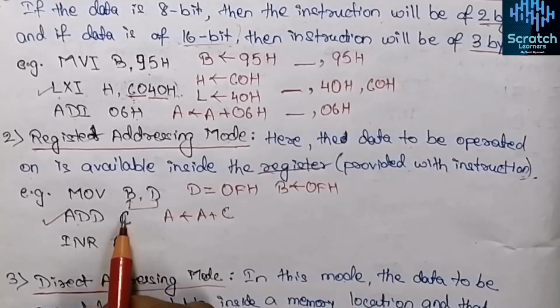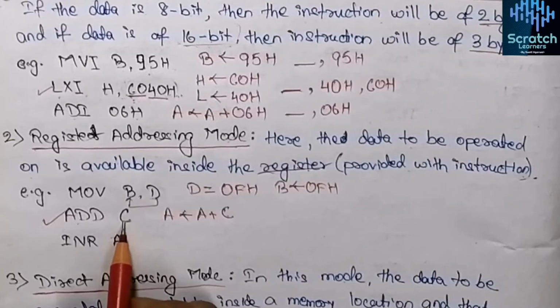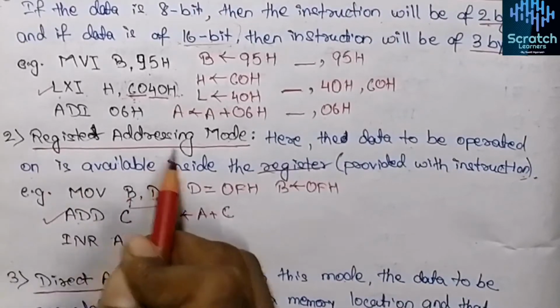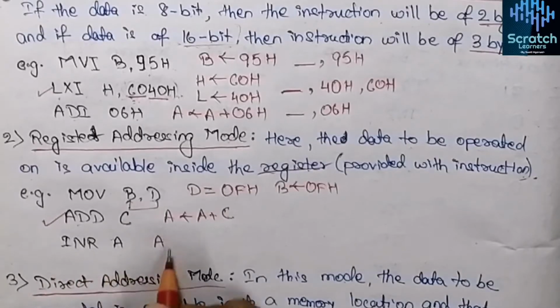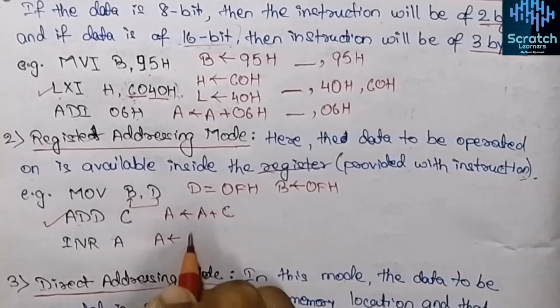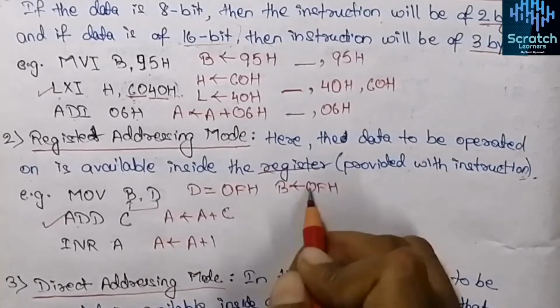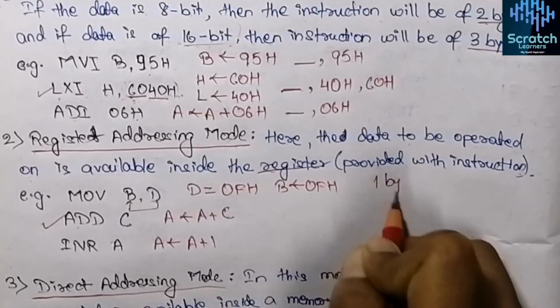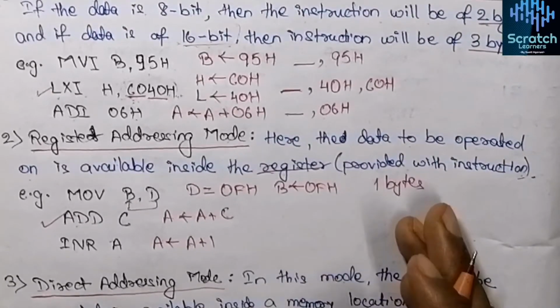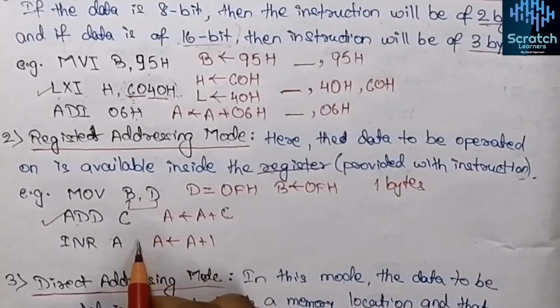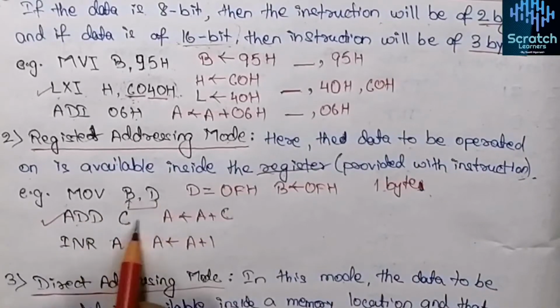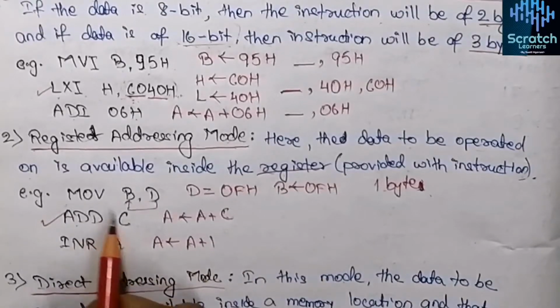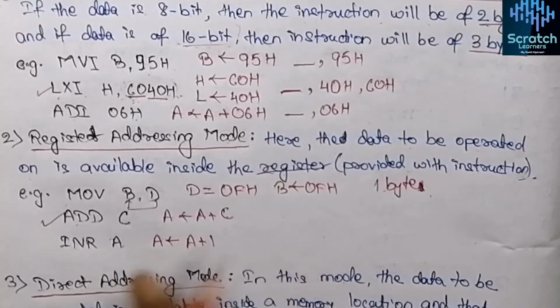So here you can see the register contains the data itself. So it is register addressing mode. The next one is INR A. So this will increment the content of accumulator by 1. And all these instructions are of 1 byte. Okay, there are no operands needed here, right? So this 1 byte will be occupied only by the opcode of these instructions. There are no operands required explicitly.